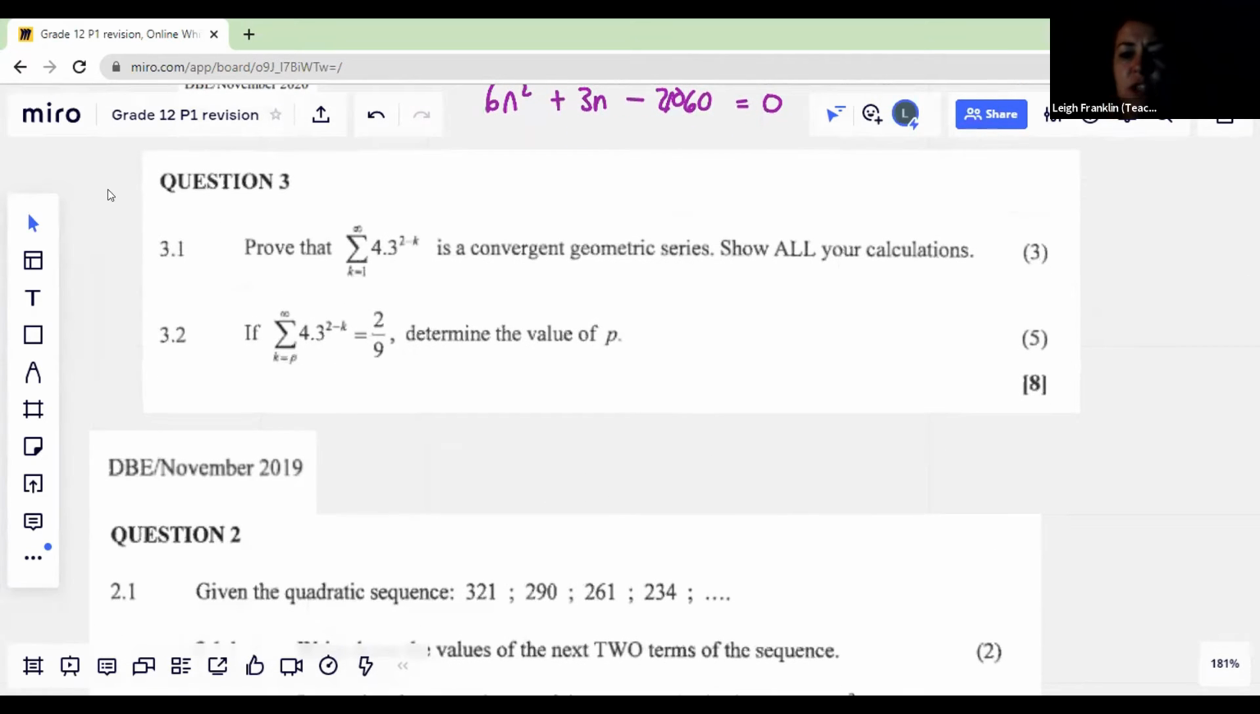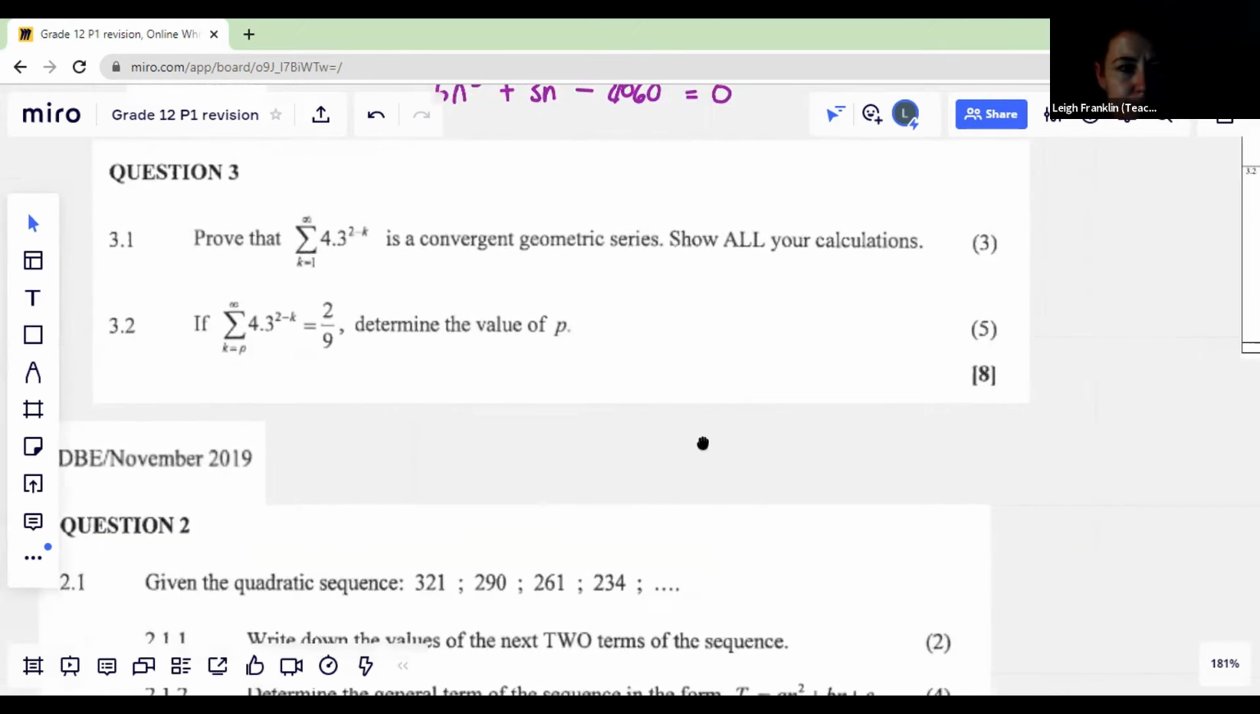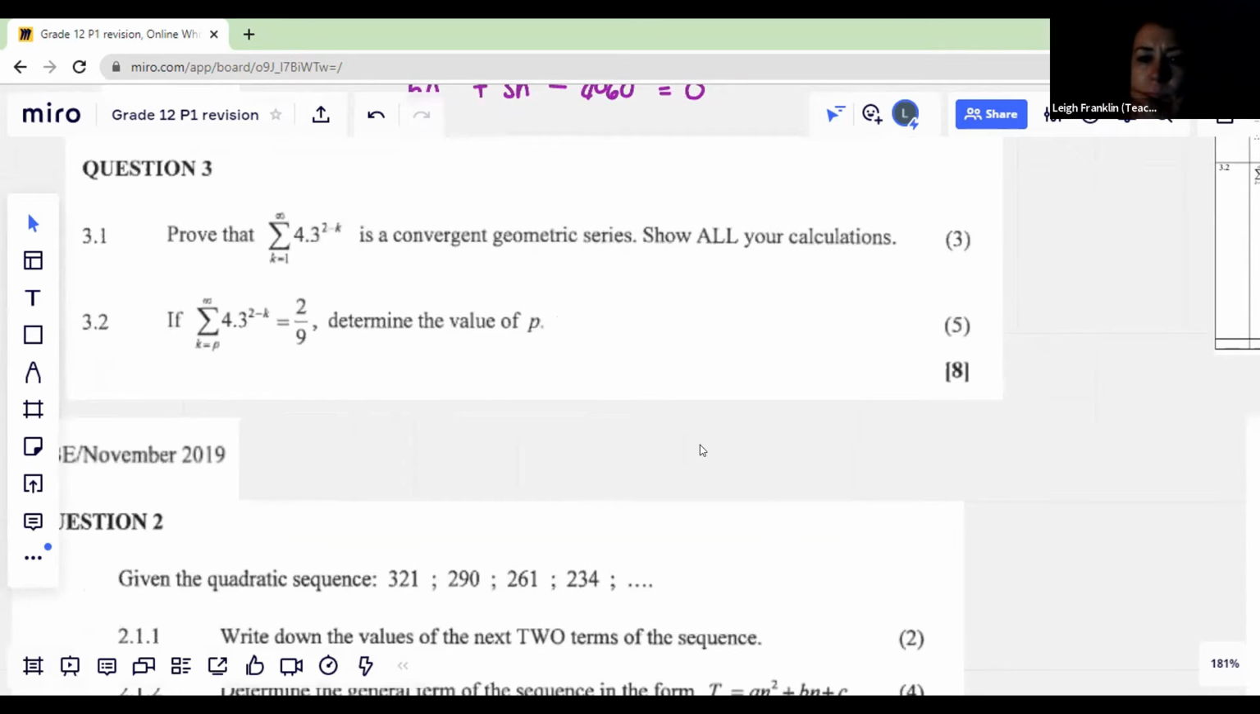Okay, so next question. We want to prove that the sum to infinity for 4 times 3 to the power of 2 minus k, where k is equal to 1, is a convergent geometric series. And we want to show all our calculations. All right. What are we going to do here, Matrix? Where do we start? When they give us sigma notation, what is the first thing that we need to do?